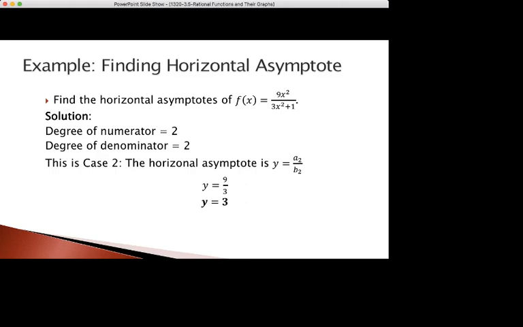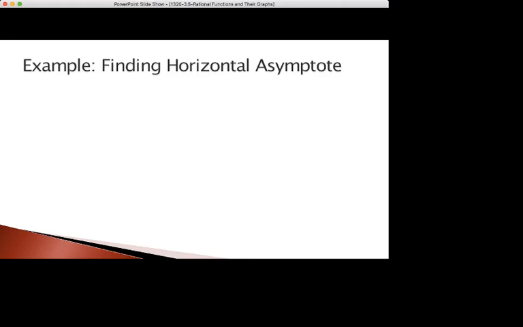Recap: since the degree of the numerator is equal to the degree of the denominator, the horizontal asymptote is simply the line equal to the ratio of the leading coefficients, so 9 over 3, which is simply y equals 3. Now, consider another function. Find the horizontal asymptote of g of x equals 9x over 3x squared plus 1. Take a second and see if you can figure out the horizontal asymptotes. Pause the video here and go give it a try.